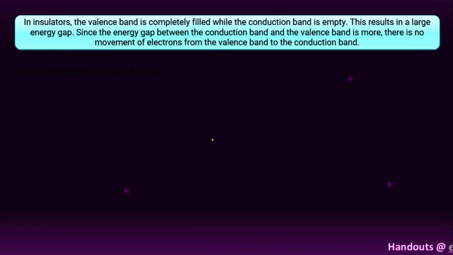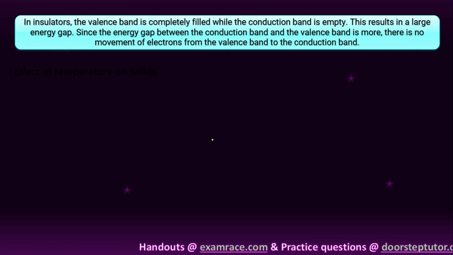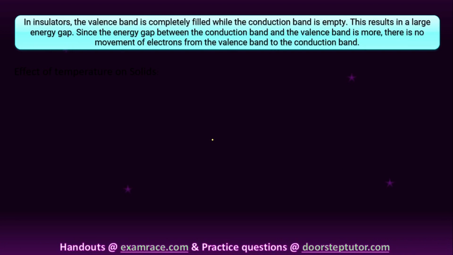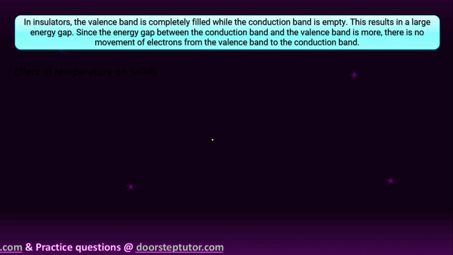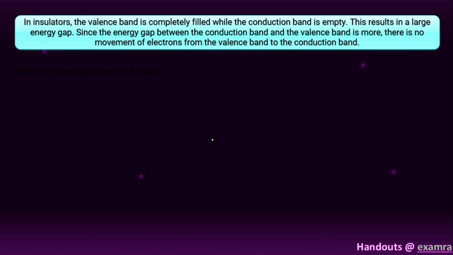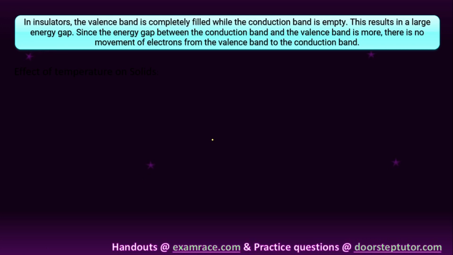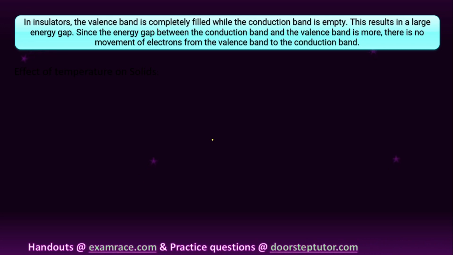So in insulators, the valency band is completely filled while the conduction band is empty. This results in a large energy gap, since the energy gap between the conduction band and the valency band is more. So there is no movement of electrons from the valency band to the conduction band. That is the case of insulators, right? Then we will move to temperature, which is very important: the temperature effect on conductors, semiconductors and insulators, right?